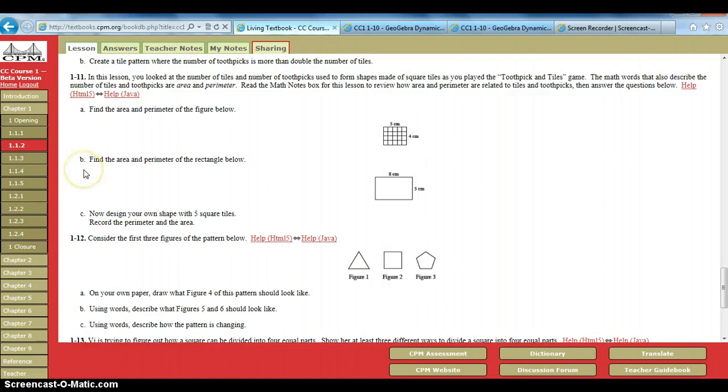For 1.1.1B, it says find the area and perimeter of the rectangle below. So for A, this is where you're looking, and for B, this is where you're looking. Again, feel free to pause at any time because I just read it to you and you're getting ready to work. So pause it to solve 1.1.1B.